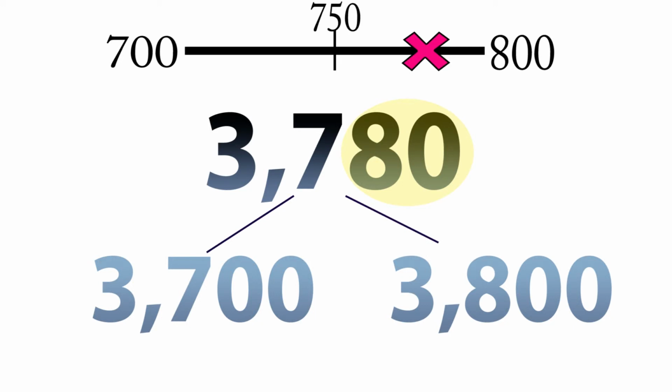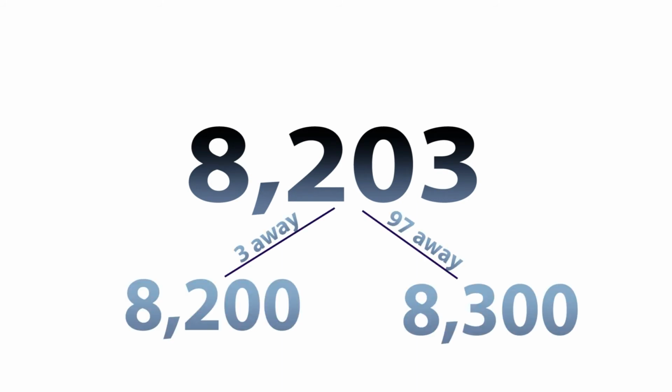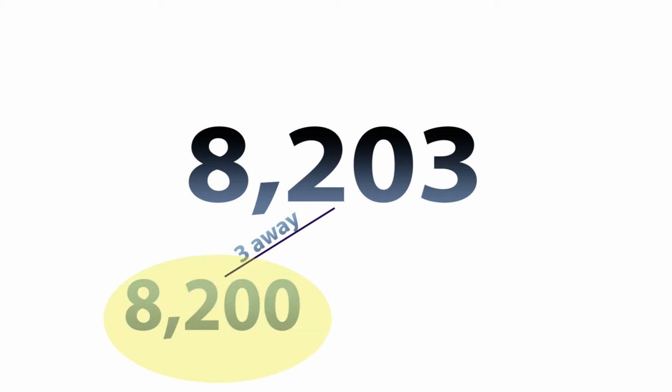So we know that 780 is closer to 800 than 700. 3,780 rounded to the nearest hundred is 3,800. 8,203 is 3 numbers away from the smaller multiple of 100, and 97 numbers away from a larger multiple of 100. Being that that number is closer to the smaller multiple of 100, it rounds down to 8,200.